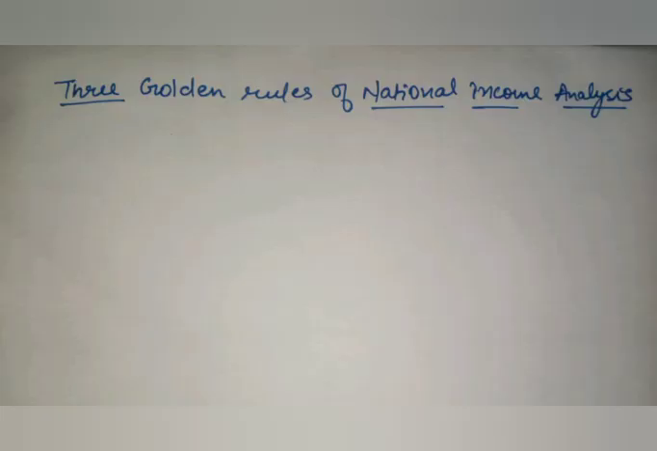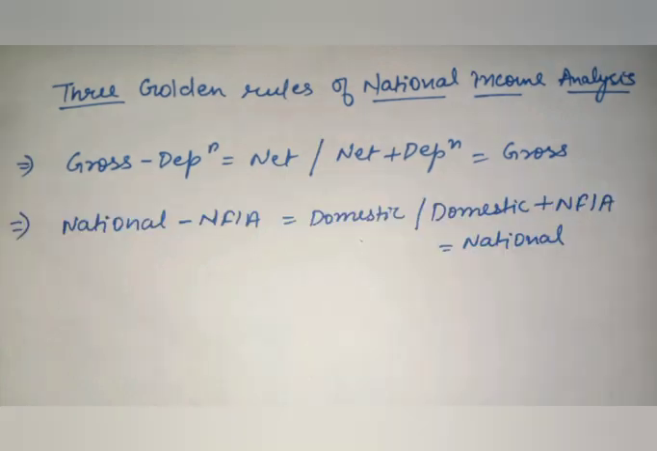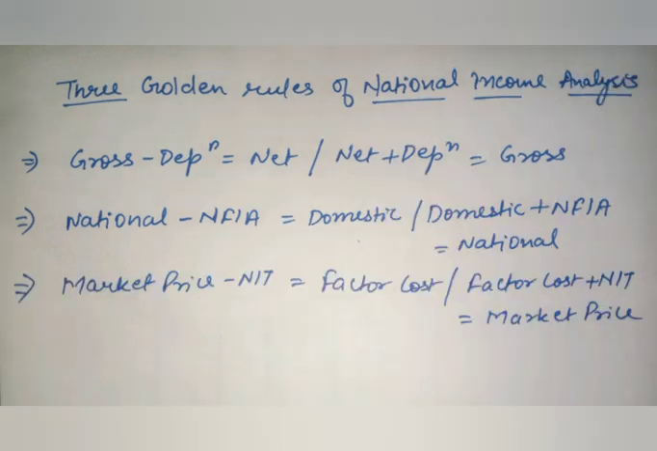Before we understand the aggregates, we need to understand 3 golden rules of national income analysis. The first: gross value less depreciation is equal to net value. Alternatively, net value plus depreciation is equal to gross value. Second: national product less NFIA is equal to domestic product, or domestic product plus NFIA is equal to national product. The third rule: market price minus net indirect taxes is equal to factor cost. Alternatively, factor cost plus NIT is equal to market price.